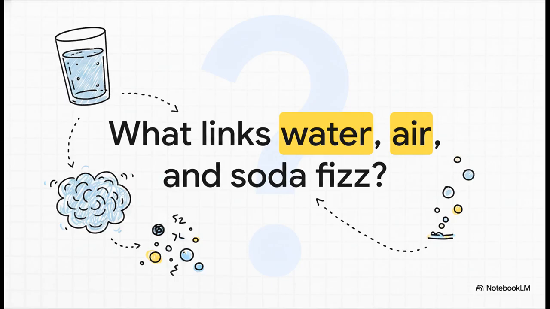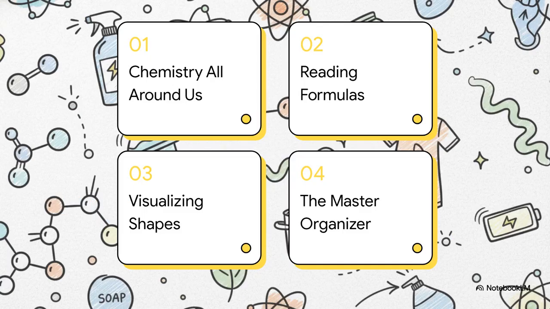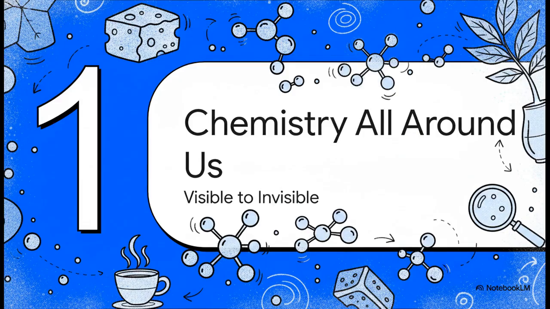These incredibly common, tangible things are all defined by invisible building blocks. And by understanding these tiny structures, we unlock the secrets of, well, everything around us. Here is our roadmap for today. We'll start with the chemistry all around us, then move to reading chemical formulas, followed by visualizing invisible shapes, and finally, the master organizer. Starting off with Section 1, the chemistry all around us, from visible to invisible.